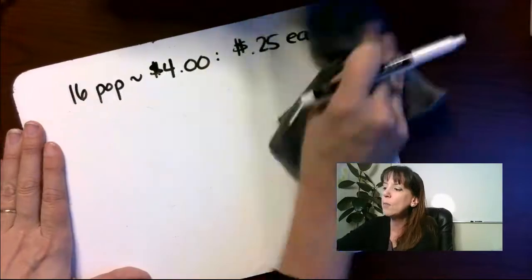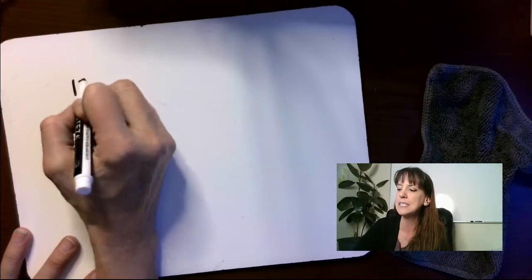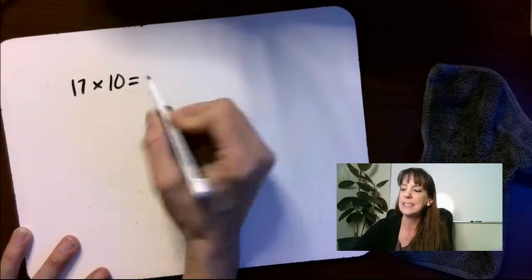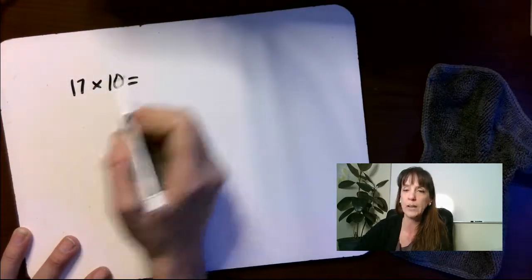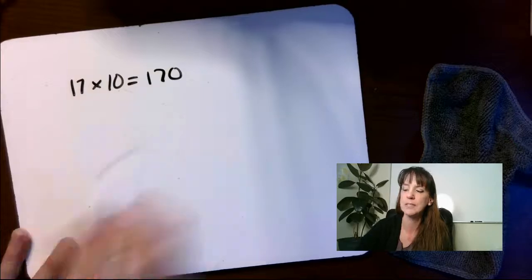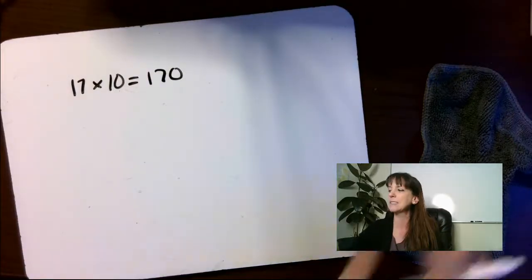Some other tricks for mental math. Now we know that you guys are doing really well with the tens, right? If I have 17 times 10, that's going to be 17 times 1, which is 17 with an extra 0, 170. Multiplying and dividing by tens, you guys are pretty good about that. So let's talk about this one.